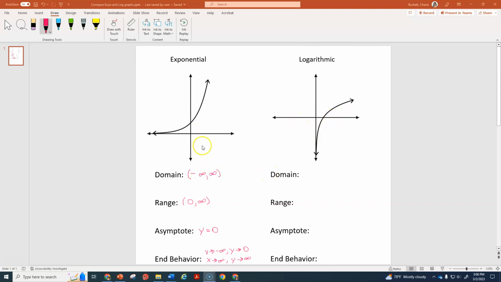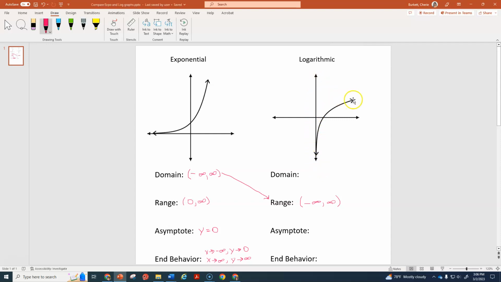But remember, that's because we switched the x and the y values. So whatever was true for the x values of the exponential function is now true for the y values. So for logs, my range is the one that's negative infinity to positive infinity. You should be able to see that right here as we read from the bottom up. We have an arrow pointing toward negative infinity.